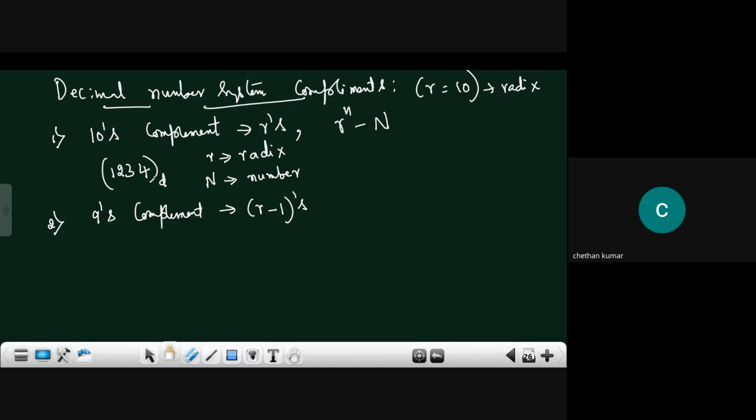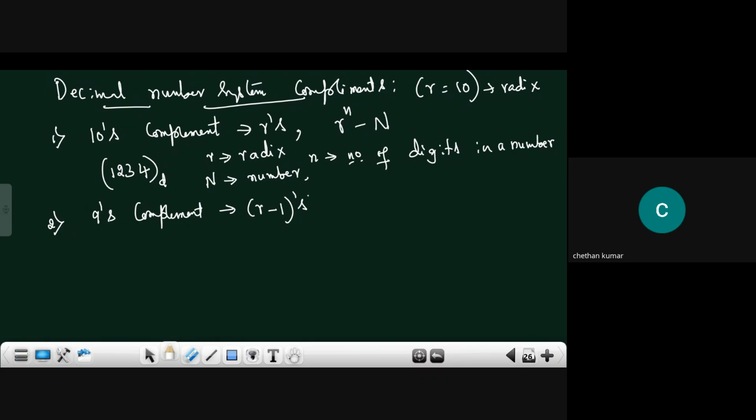Capital N is the number. What does small n mean? The number of digits in the number. Suppose I want to find out the complement of this number. How do we find the complement of this number?